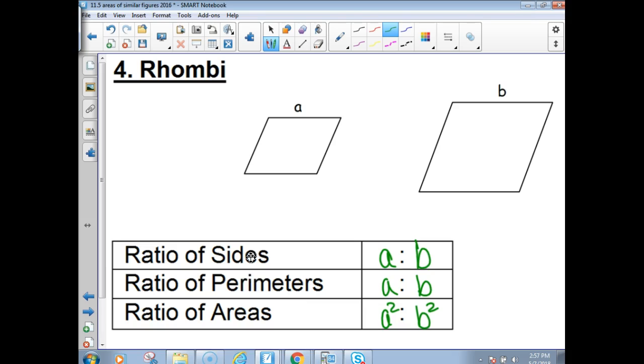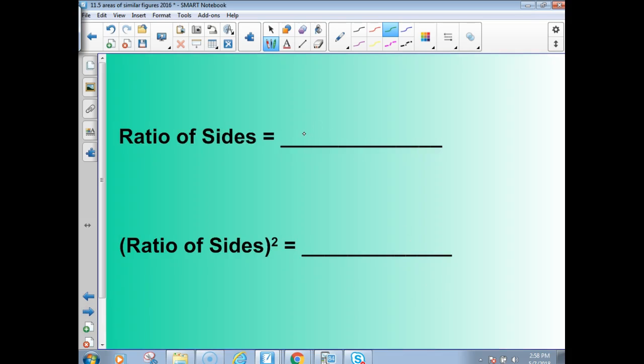Why are perimeters and sides the same ratio? What type of units are they? They're linear units. They're just length. Length and length, same ratio. Okay? Area, another story. That's different. You have to square these to get that. So, ratio of the sides, if it's A to B, then the ratio of the areas is A squared to B squared. If you want to go in the opposite direction, well, we'll talk about that in a minute.